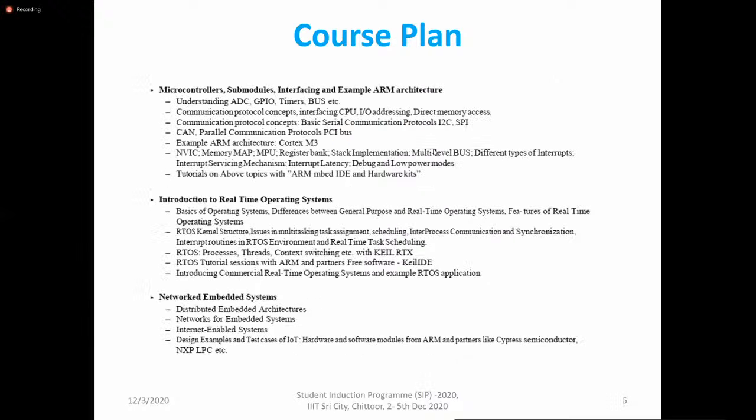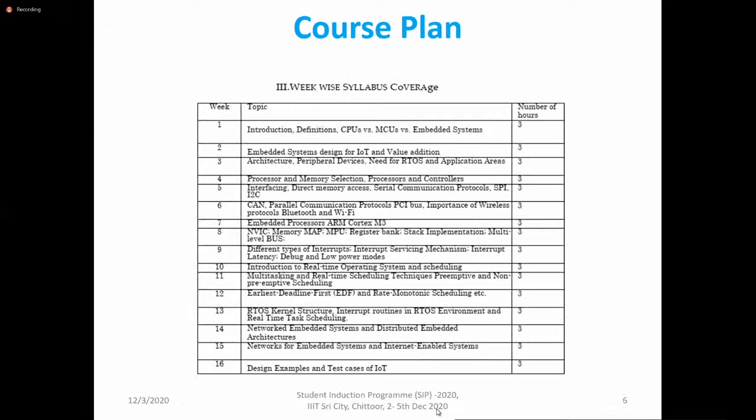You can see microcontrollers, and what all is part of microcontroller architecture, the architecture of microcontrollers, and sub-modules. So you can see the different modules of the embedded systems course here. These are the different modules of this course, and that's basically about the modules of that course plan.